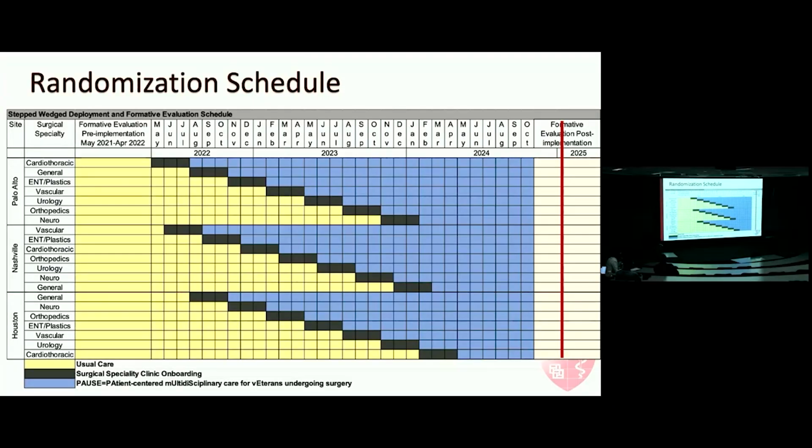This is the randomization schedule. So we started in May 2021 at the peak of COVID, and had to make a lot of changes to the trial itself to make this work. But all the clusters, as you can see, have been randomized across the 3 sites, the 21 clusters. We had a staggered start because of COVID and regulatory delays. So that is another thing that we'll have to take into account as we analyze this trial.